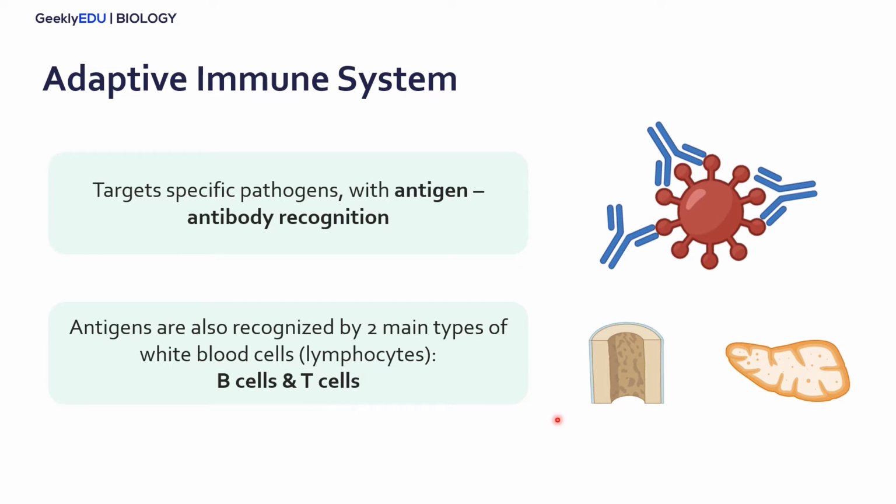B cells originate and mature in the bone marrow, so here's a cross-section of a bone. And T cells originate also in the bone marrow, but will mature in the thymus, so here's a cross-section of the thymus. And when we are very young, even before we're born and at a young age, we will produce a lot of T cells in our thymus, but then this gradually decreases as we get older.